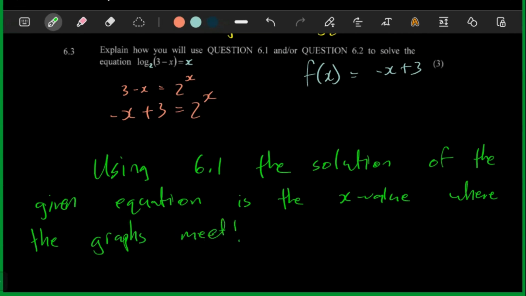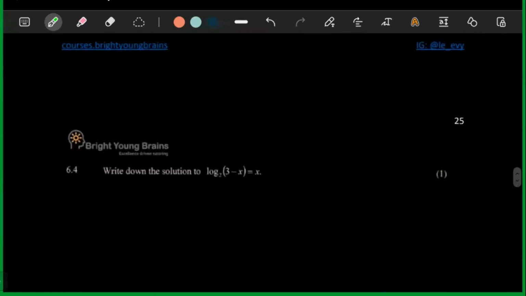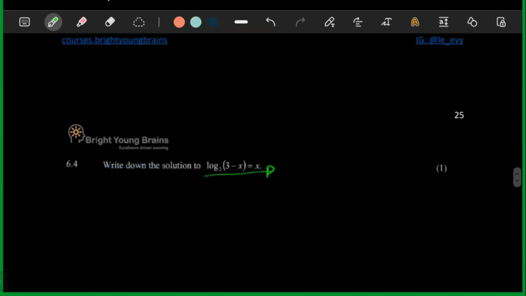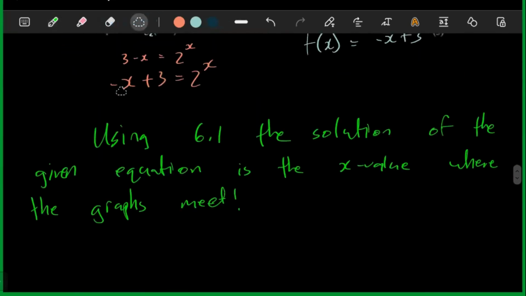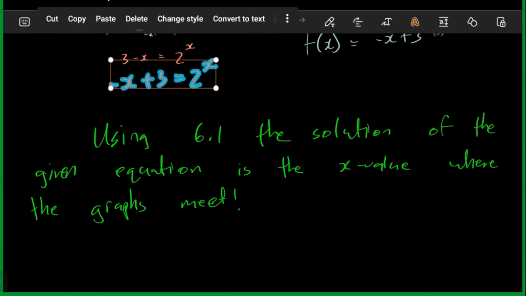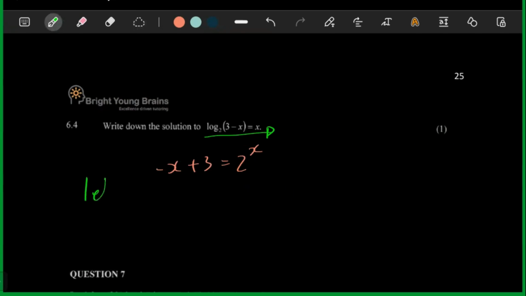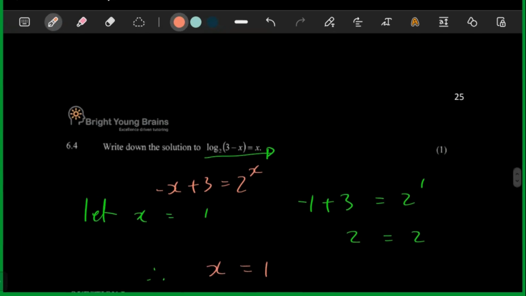There we go. Moving on to 6.4. Write down the solution of this equation. Wow. So this equation, you're going to have to work it out using trial and error because you cannot necessarily visually see where the graphs meet each other. So you have to use trial and error in your calculator because it's a 1 mark question anyway. So you're going to try out things like let x equal to 1. If x is 1 here, you're going to have negative 1 plus 3 is equal to 2 to the power of 1. This is a 2. This is a 2. So therefore x equal to 1. That's how you work out a question like that.